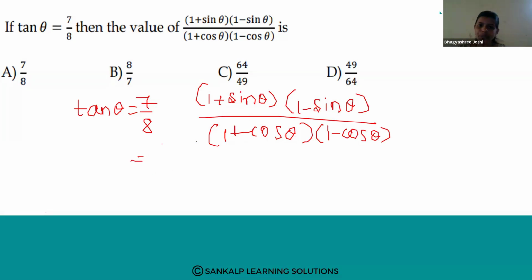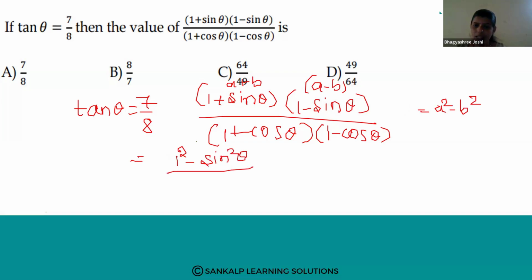See, it is in the form a plus b into a minus b. Yes, my dear children, already you know a plus b into a minus b is a square minus b square, right? So here a value is 1 and b value is sine theta. Therefore, directly I can write it as 1 square minus sine square theta, right? Divided by 1 plus cos theta into 1 minus cos theta.